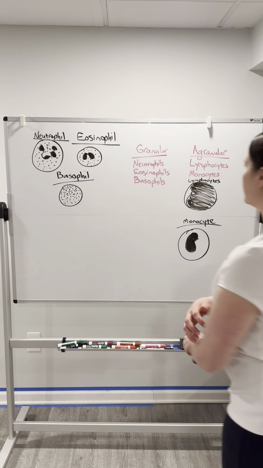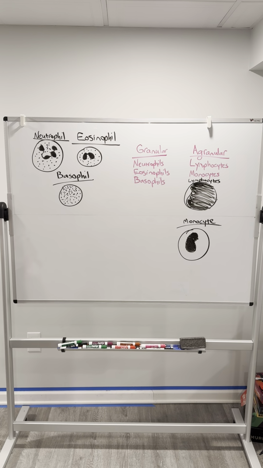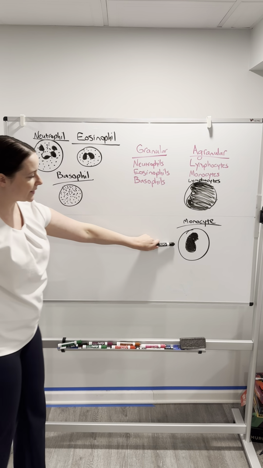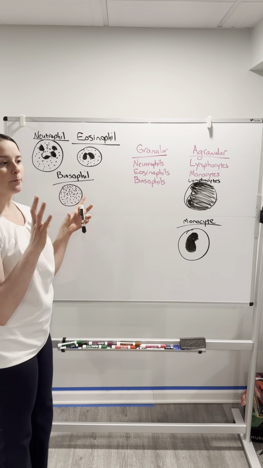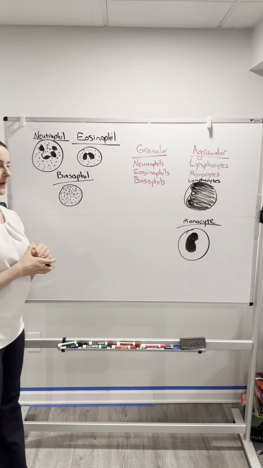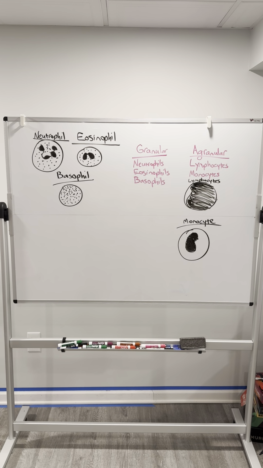Okay, so let's talk about the functions of these white blood cells. Let's start with our monocytes here. Okay, so these can go in tissues and they become macrophages, which are large cells that break things up. Okay, so they phagocytose things, again, eat things up.